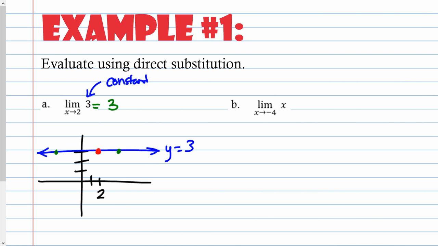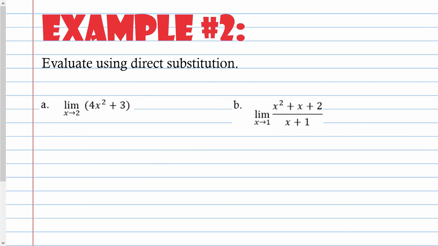Another way that I like to look at this is, look at it, 3. Is there any x there? No, there's no x. Do I have something to plug my x into? No, because it's just the number 3. So the answer is just what it is. The constant itself is 3. And then b is just as simple as pie. The limit of x as x approaches negative 4. I do have something to plug my x into. I have an x, so it is negative 4.